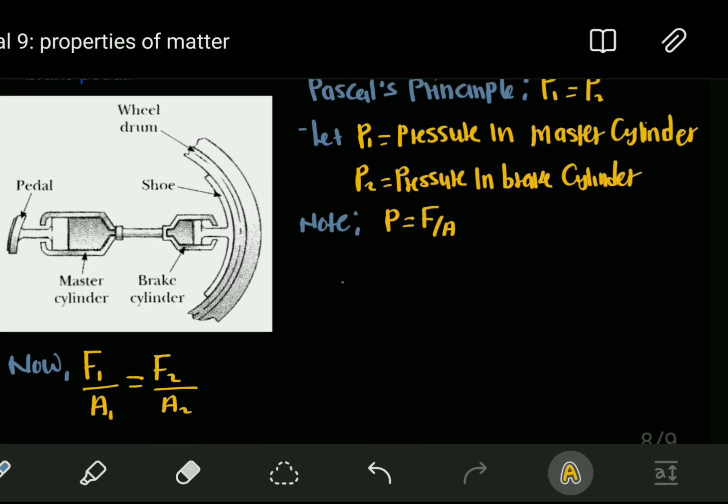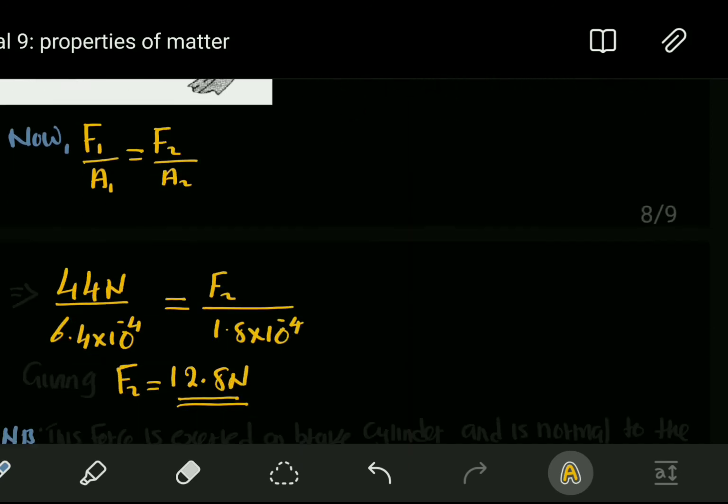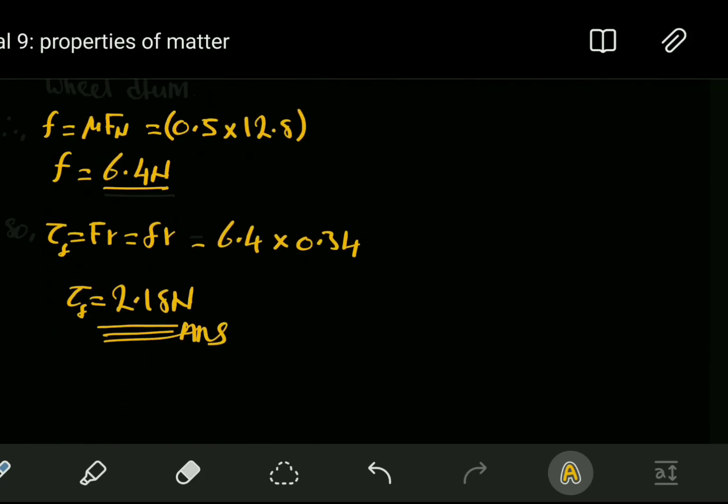Just remember, we find the normal force first by looking at Pascal's principle, knowing that the pressure in the master cylinder is equal to the pressure in the brake cylinder. From this we obtain the force exerted on the brake cylinder, and that force is acting through the brake shoe as the normal to the wheel drum. From this we obtain the frictional force and finally the frictional torque.